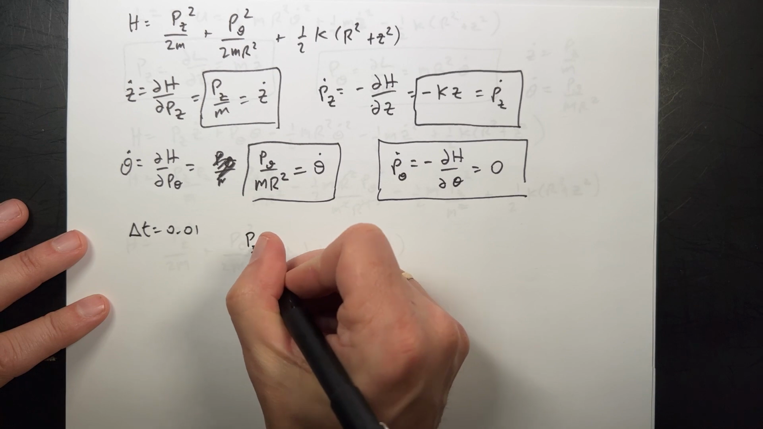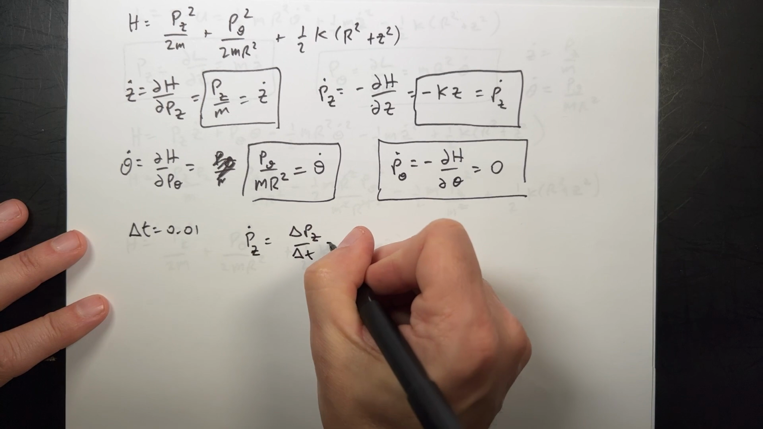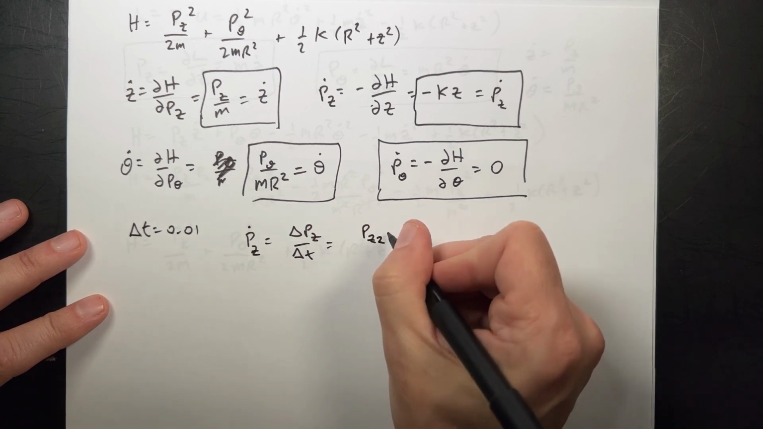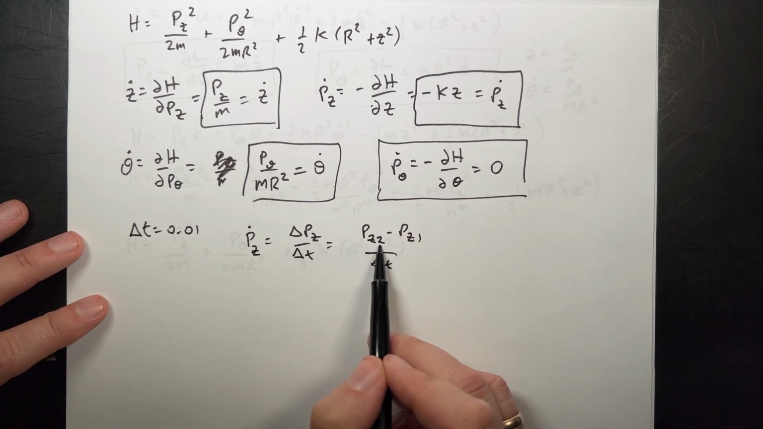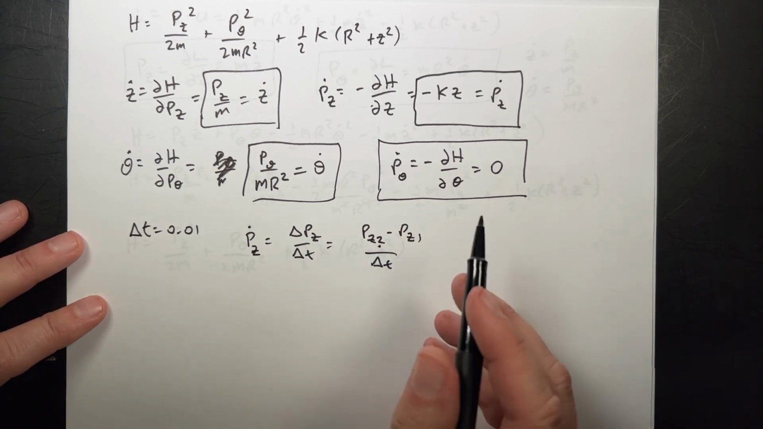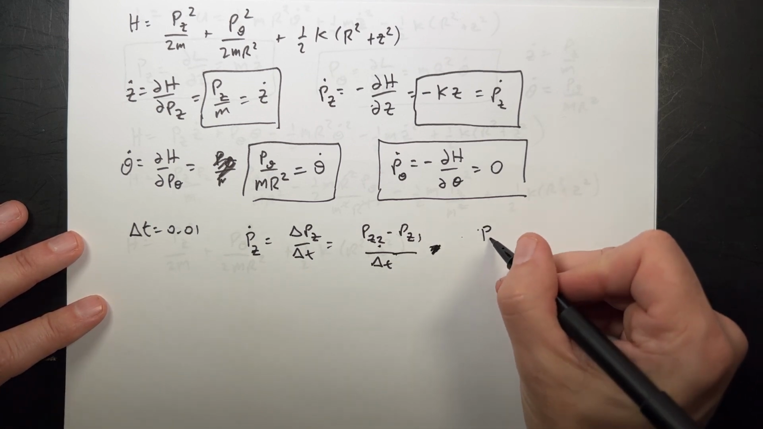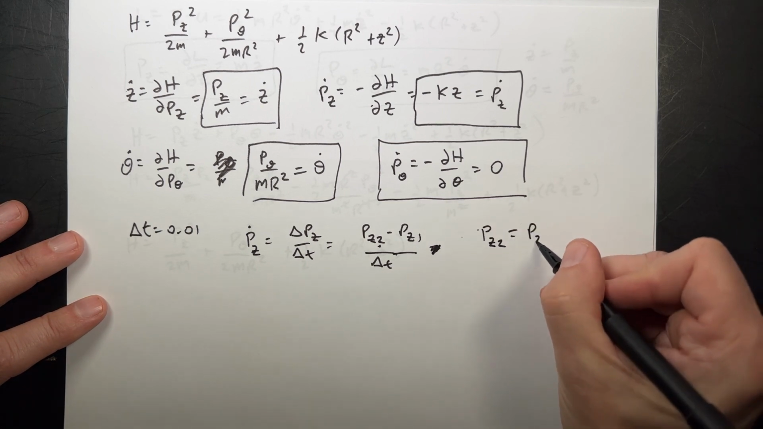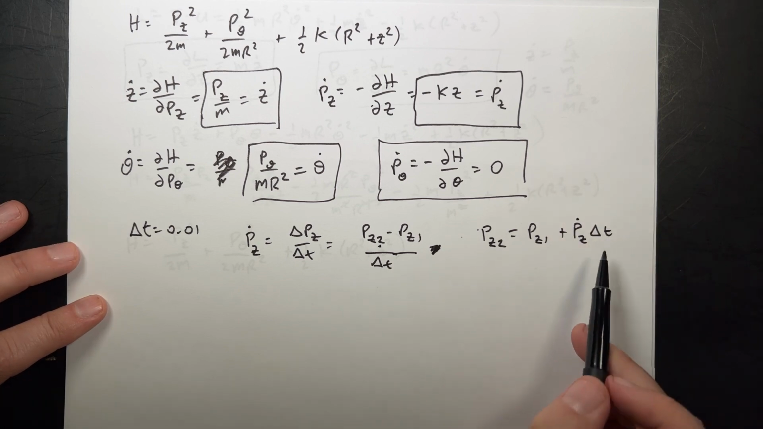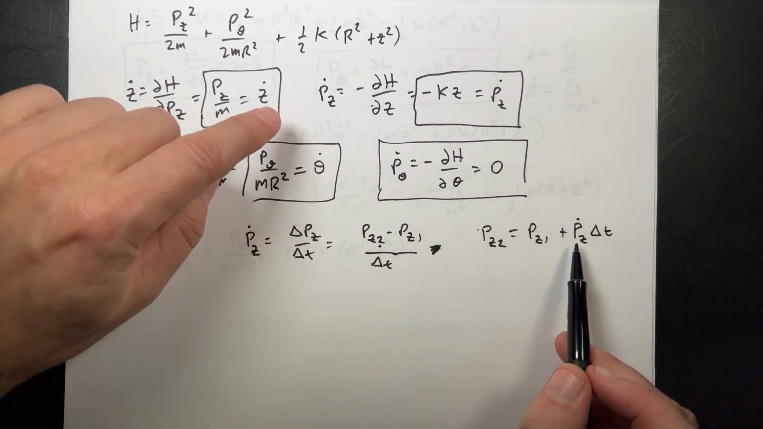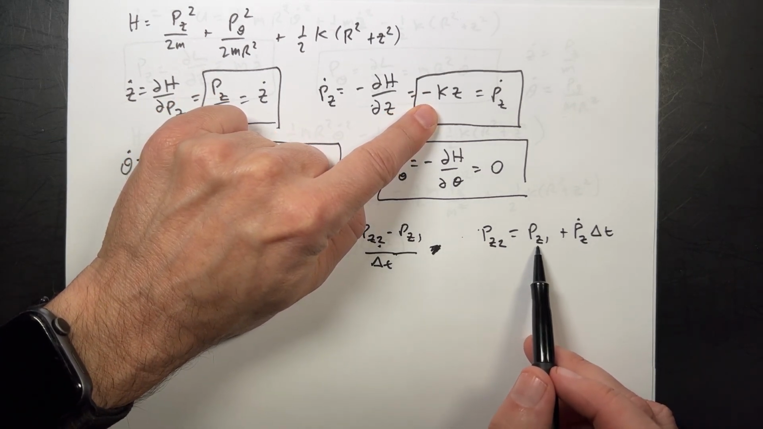If pz dot is constant, that's going to be delta pz over delta t. So it's pz2 minus pz1 over delta t, right? That's pz2 at the end of the time interval, and that's pz1 at the beginning of the time interval. So I get pz2 is pz1 plus pz dot delta t. So I can calculate pz dot right here. I can use that to update the momentum for pz.